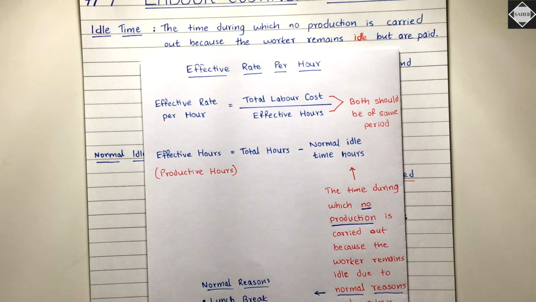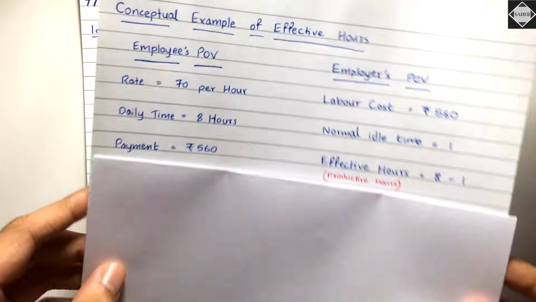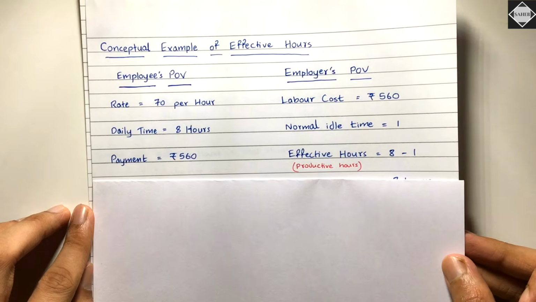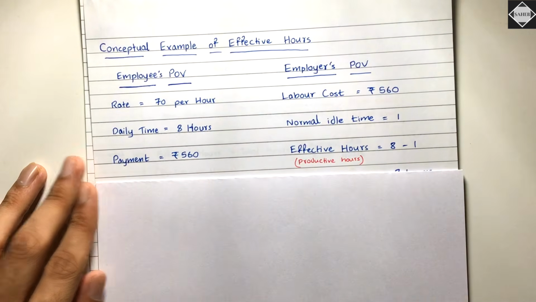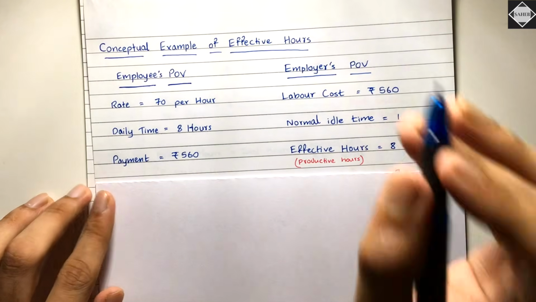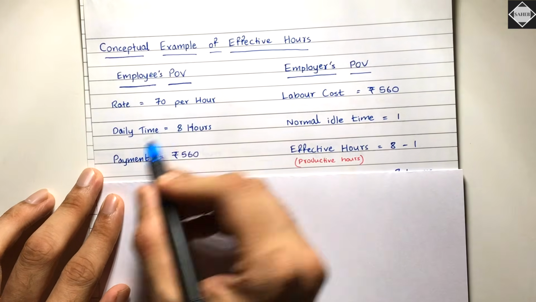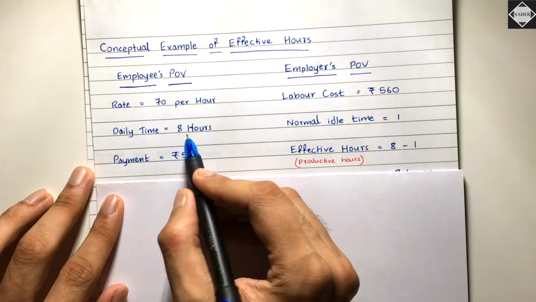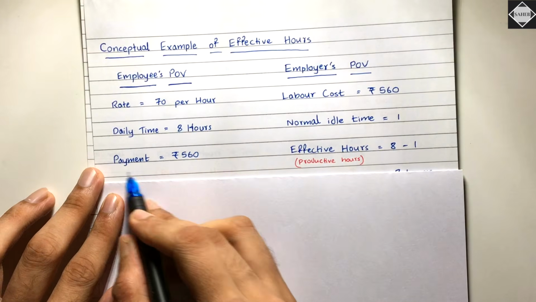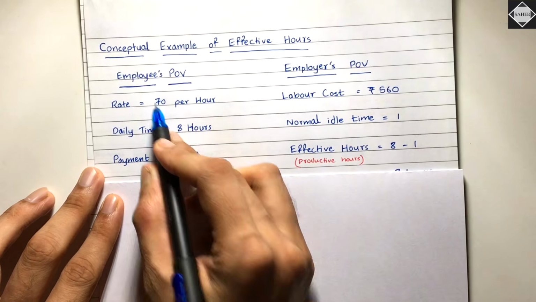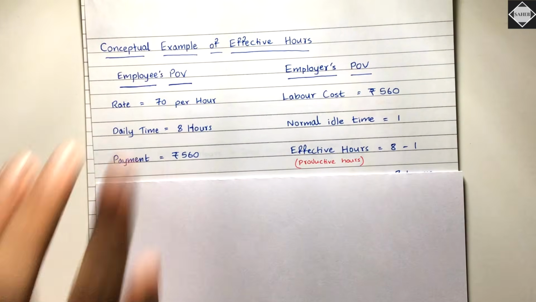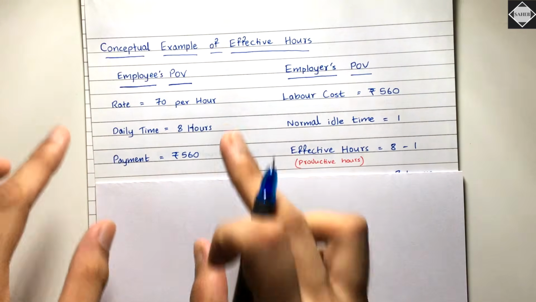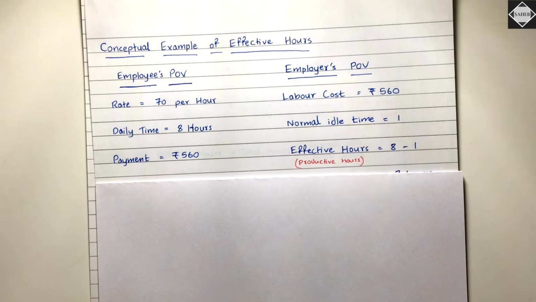Okay, let me just show you an example. I have a conceptual example for this. See here, conceptual example of effective hours. Employee's point of view. Okay, new example, forget about that 800 example and all. Time rate is 70 per hour. Daily time the worker has to be in the factory is 8 hours. The payment he is getting is 560. 8 sevens are 56, right? 560 rupees. Is that clear? From the employee's point of view, he is earning 560 a day.